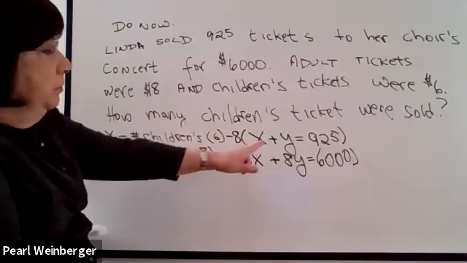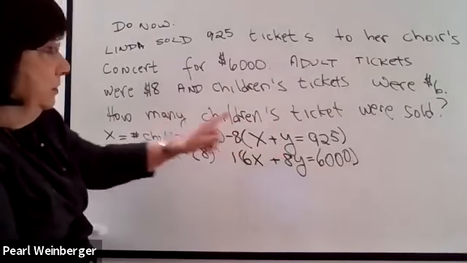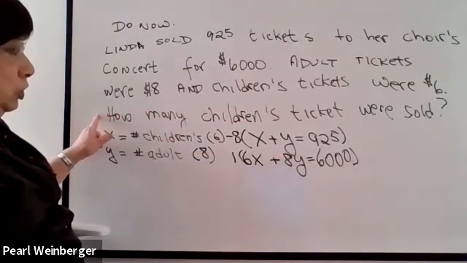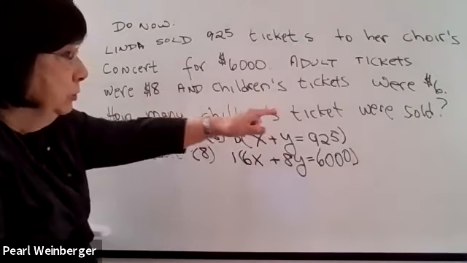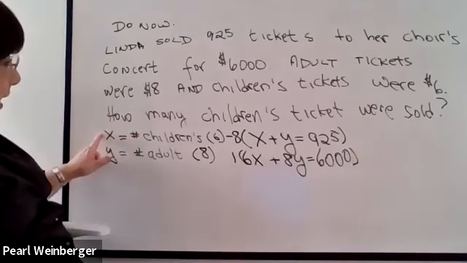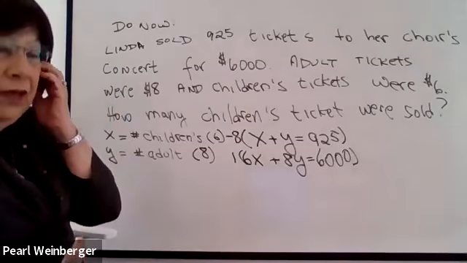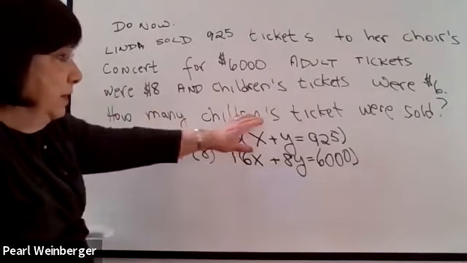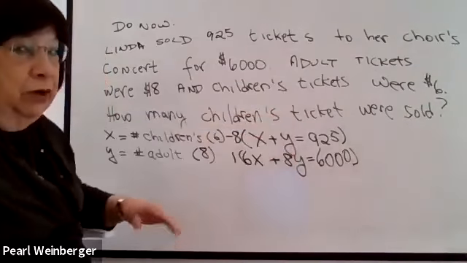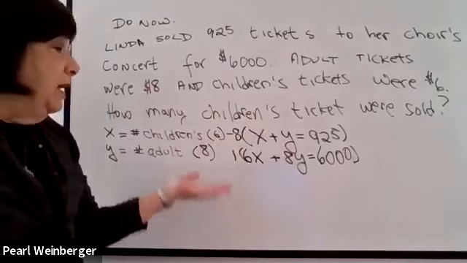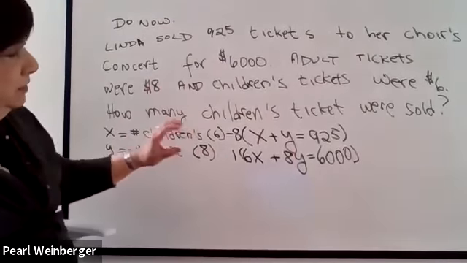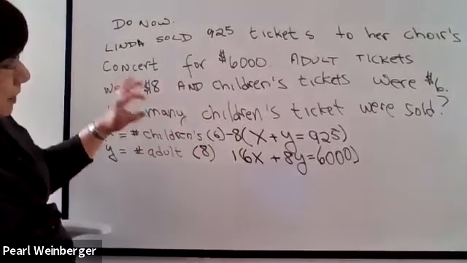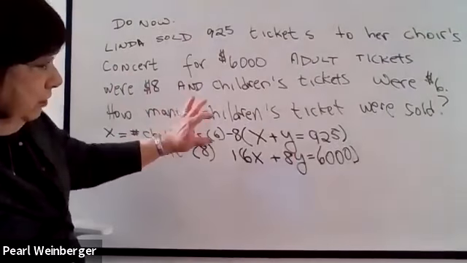Again, she's very smart for getting rid of the y's, because the actual question was, how many children's tickets were sold? So the children's tickets were X. So we're looking for the value of X. That means it makes more sense to get rid of the Y. If you got rid of the X, it would work also, but then you'd have a little bit extra work.